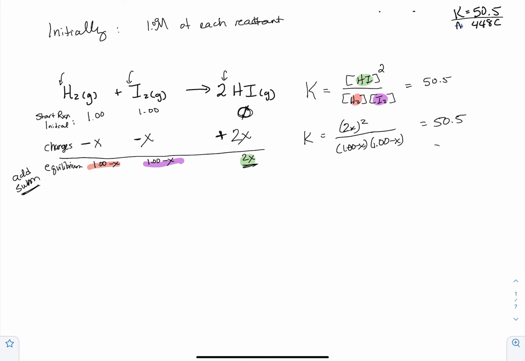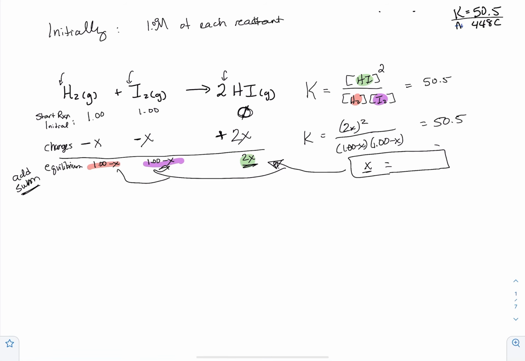Once you get to this point, you'll be able to solve that x is some number. Once you do that, you can figure out equilibrium concentrations. If you know x, then that means you know this number because it's 2 times x, and you know this number because it's 1 minus x, and you know this number because it's 1 minus x. So I want to show you something else about this.